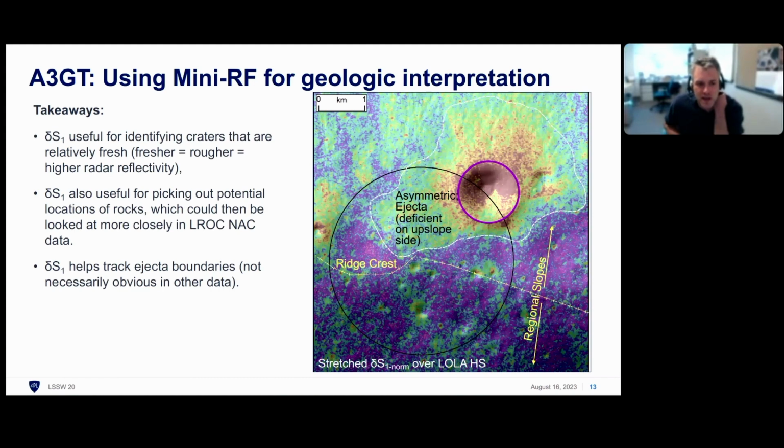I listed as takeaways for this talk that the radar products are really useful for identifying fresh craters and for looking where there might be rocks on the surface that you might want to then go verify in LROC NAC. But it's also useful for tracking the boundaries of ejecta and other geologic boundaries that are not necessarily obvious in any other data set. So that's what I brought today.